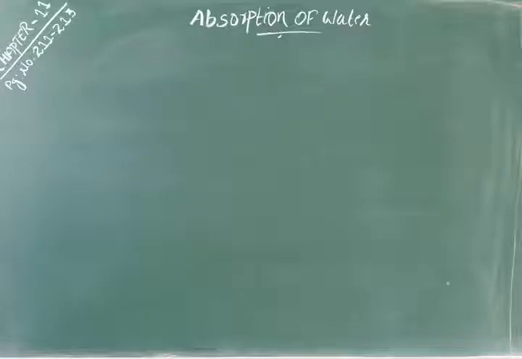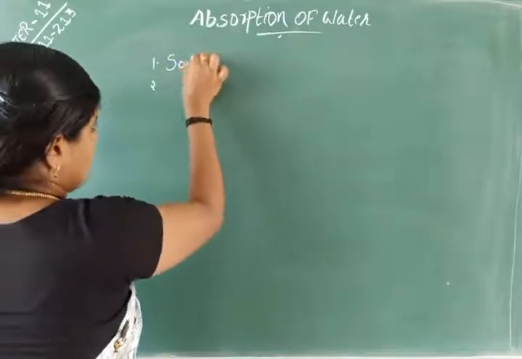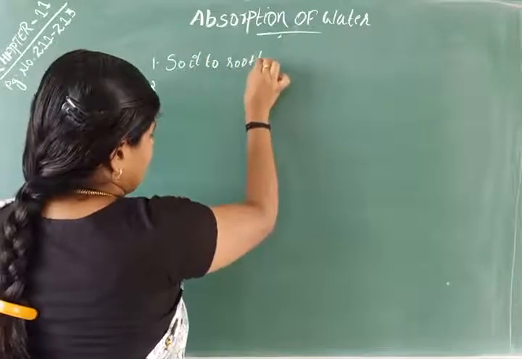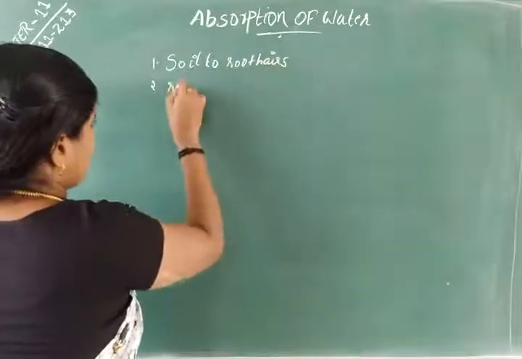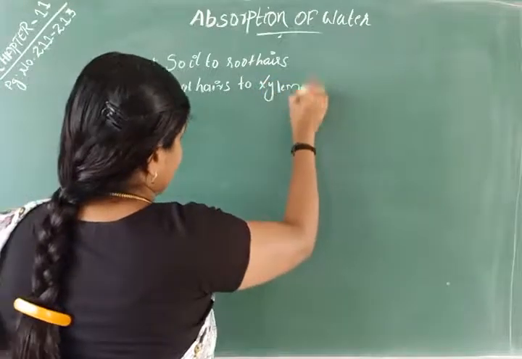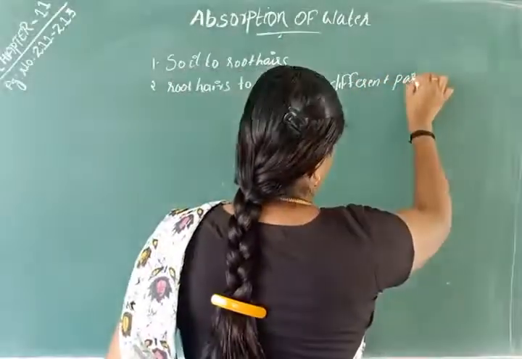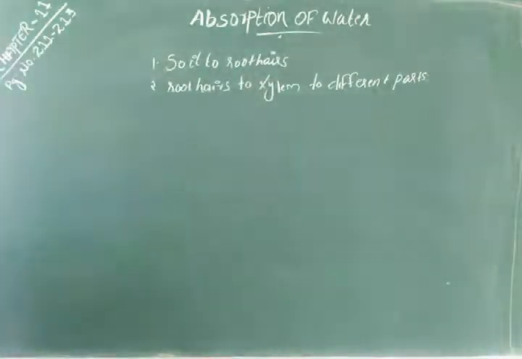Absorption of water from soil takes place in two steps, that is from soil to root hairs, and from root hairs to xylem, then from xylem to different parts of the plant body.